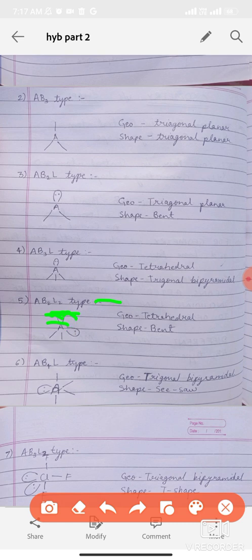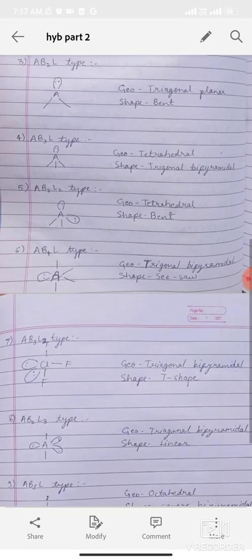Moving on to the sixth one. The sixth one says four bond pairs and one lone pair. So let's hide the lone pair and we'll observe the shape, that is seesaw like shape. Moving on to the next one, that is AB3L2. AB3L2 means three bond pairs and two lone pairs. Let's hide the two lone pairs and the shape we will get is T shape.